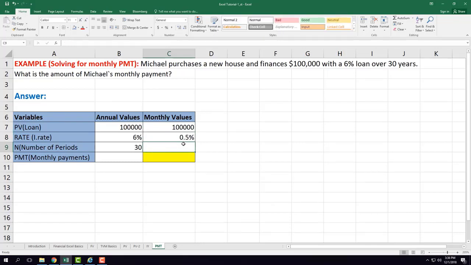And the second one is the number of periods. It says it's 30 years. So 30 years is equal to 30 years times 12 months. So it's going to be 360 months.